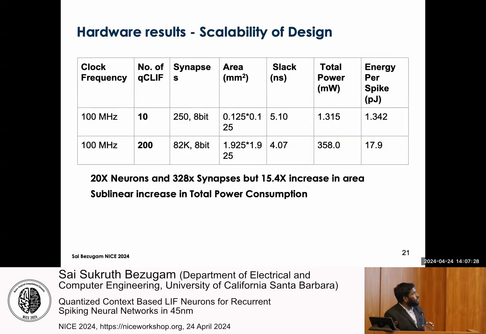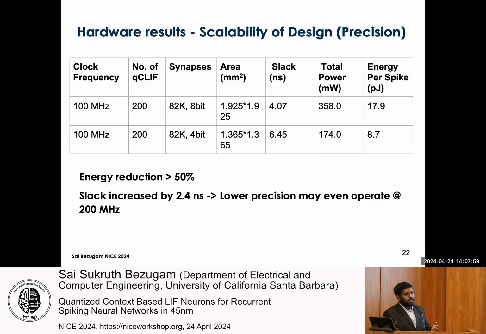Later, we wanted to check the scalability of the design. So we tried to move from a 10-neuron network to a 200-neuron network, such that the whole DVS gesture classification can happen there. And we were able to see a sublinear increase in power consumption and a sublinear increase in area. We identified that the spike weighting accumulator takes most of the area and power. Another aspect of scalability is decreasing the precision. We saw that moving from 8-bit to 4-bit on 200 QCLIF neurons, we can achieve an energy reduction of more than 50%, which is not bad. And we are getting greater slack. So if we want to do something at high speed, then we can operate at much lower bits.